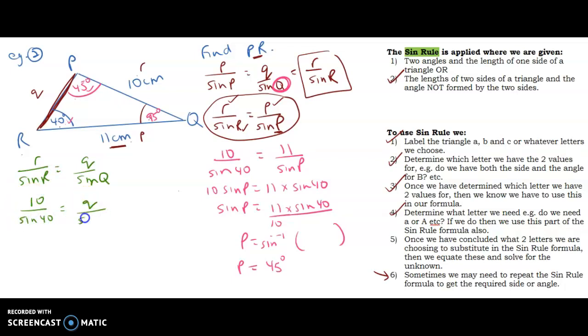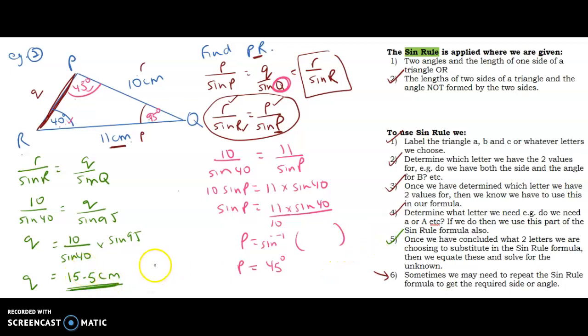So this will give me this. Sine Q is now sine 95. Now my small q simply works out to be 10 over sine 40 times sine 95. By working all of this out, I will get Q is actually about 15.5 centimeters. So that, everyone, is the end of my second and final example.